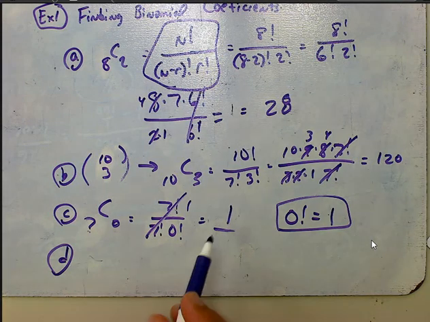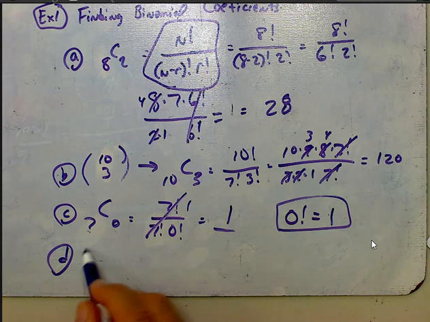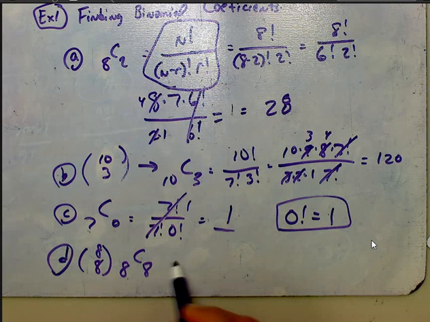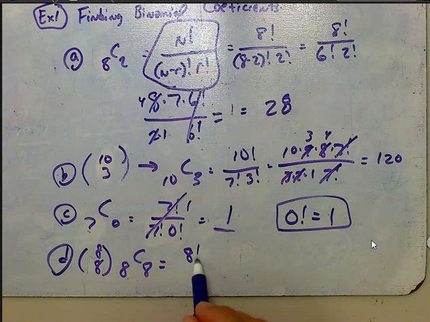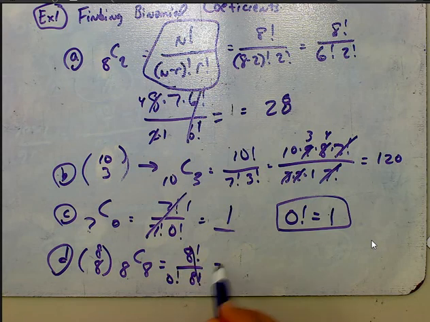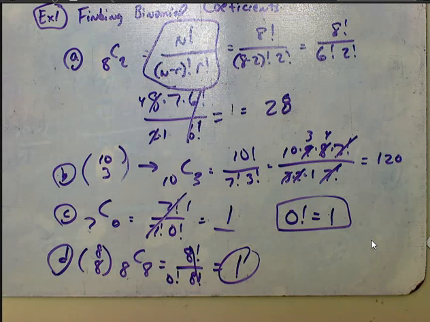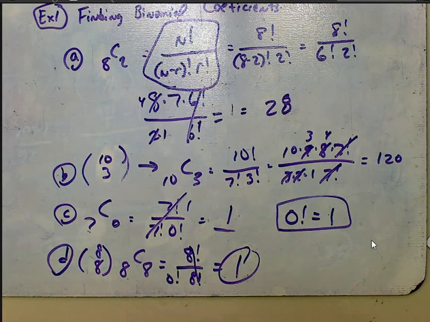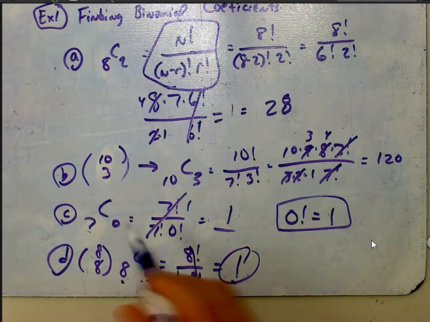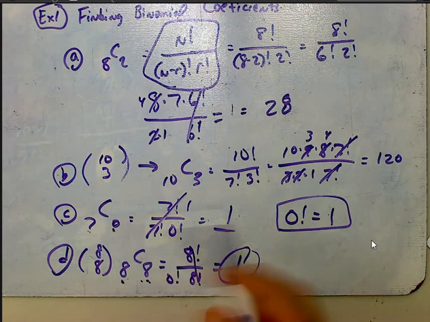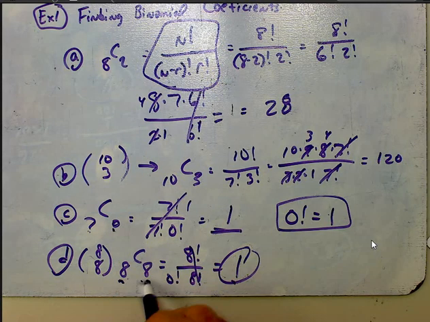The next one here is 8C8. 8 factorial, 8 on top. 8 minus 8 is 0 factorial. r factorial is 8 again. Those cancel out to give you 1 as your answer. The key point on this one is to notice that when it's 8C8, or these two numbers match each other, the answer is 1. If the last number is 0, 1. Match each other, 1. Okay?